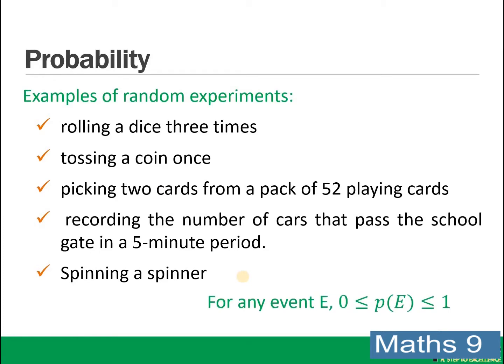For any event E, 0 is less than or equal to the probability of E, which is less than or equal to 1.